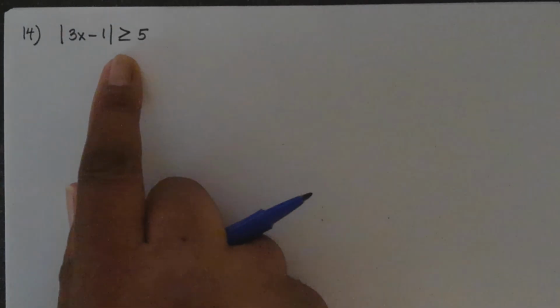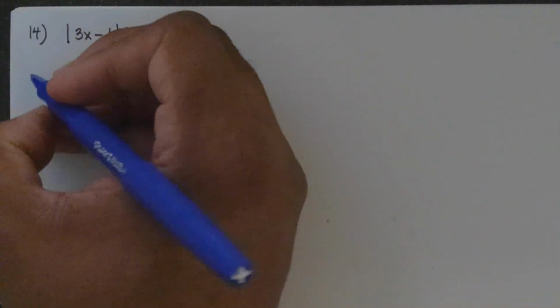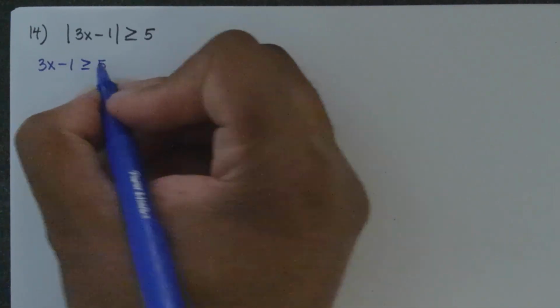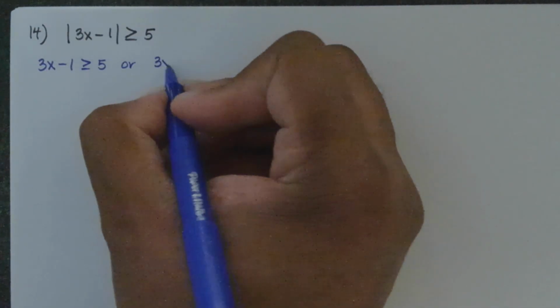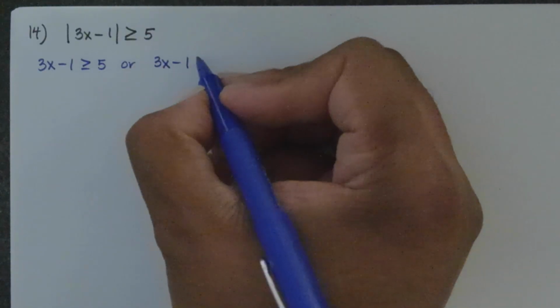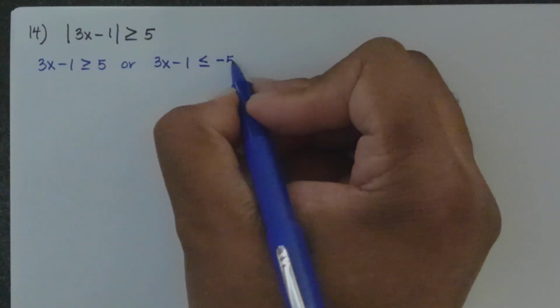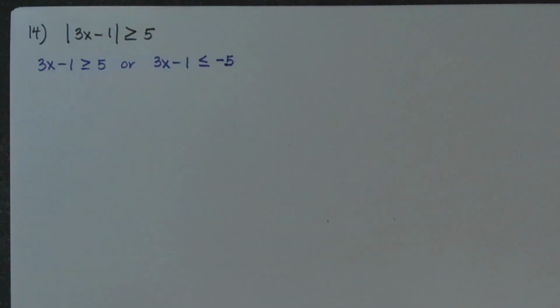Now, with the greater than symbol, and the absolute value is already by itself, we need to write this as two separate inequalities. Since we got greater than or equal to here, we need to write this as two separate inequalities. The first one will be 3x minus 1 is greater than or equal to 5. The other one will be 3x minus 1 is, and we switch the inequality symbol from greater than to less than or equal to. Positive 5 changes to negative 5.